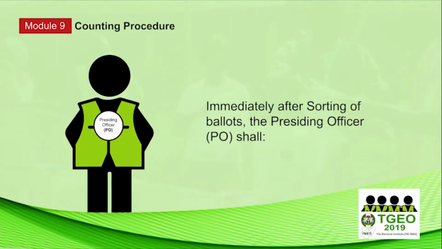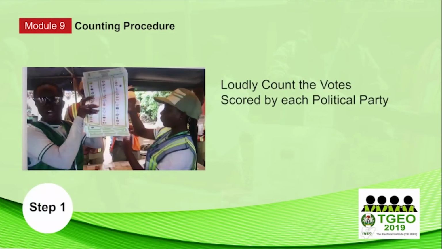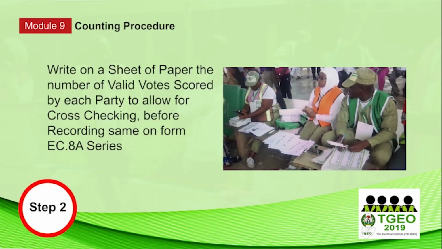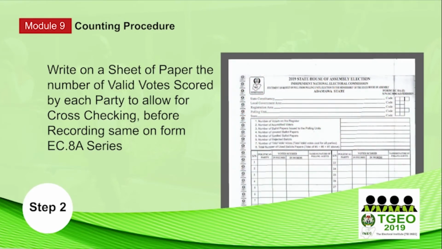Immediately after sorting of ballots, the presiding officer (PO) shall: Step 1. Loudly count the votes scored by each political party. Step 2. Write on a sheet of paper the number of valid votes scored by each party to allow for cross-checking before recording same on Form EC 8A series.